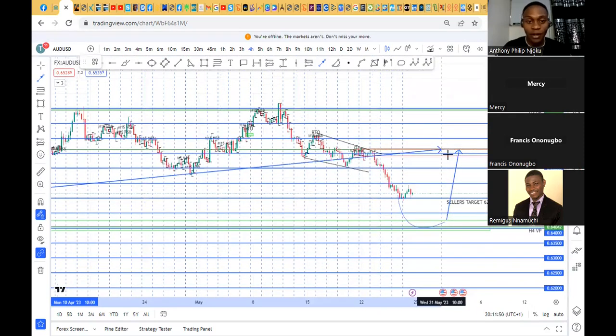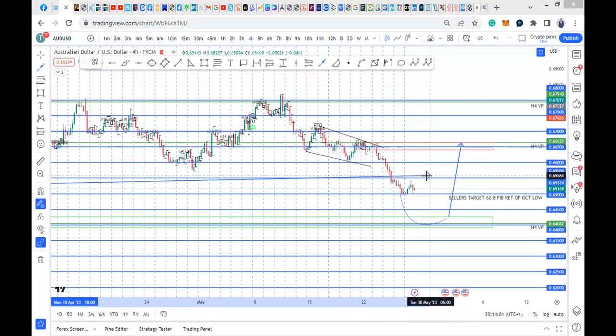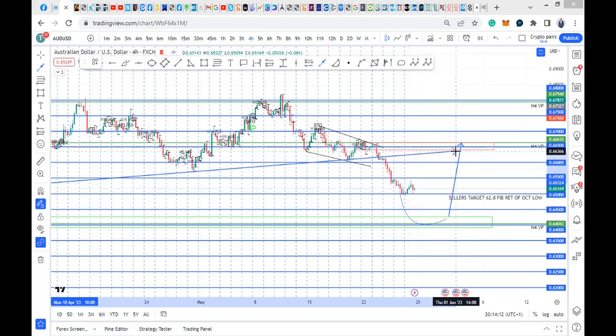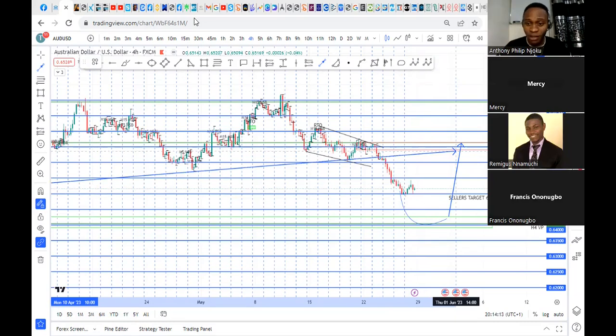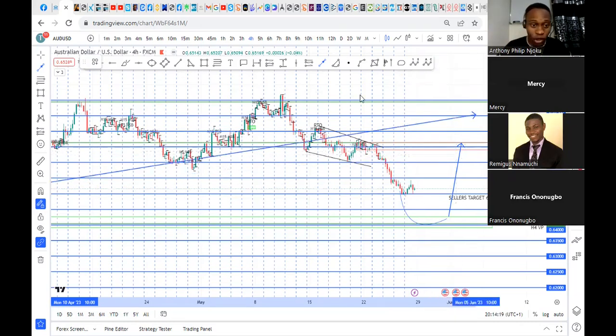at the 50% Fibonacci level. As I was saying, I expect the AUD to have this push to the upside, probably Tuesday ending Asian session, and dive into Wednesday because they have high impact news on AUD on Wednesday. So that's when I expect.